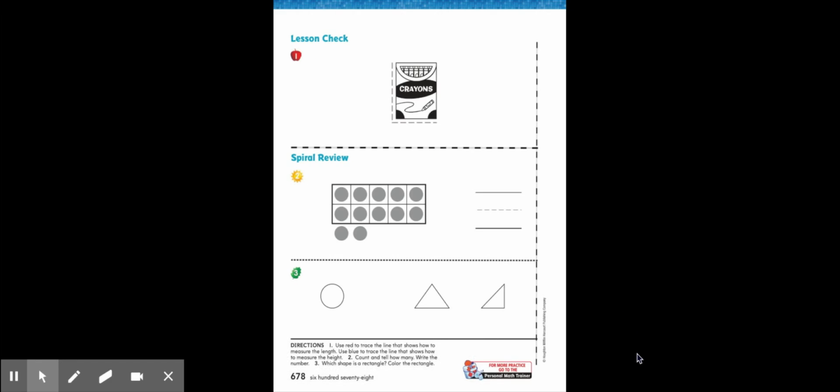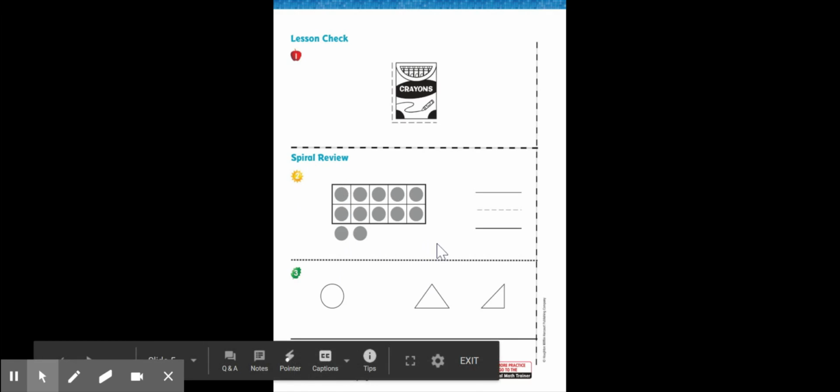For red apple number 1, you're just going to do the same thing, represent the length and the height, and talk about another way to measure the box of crayons if you choose. At this point, I think we are pros at measuring. Yellow sun number 2, it's a spiral review. You'll count how many you see, how many counters you see, and write the number on the line.